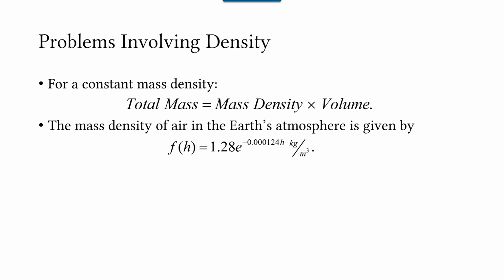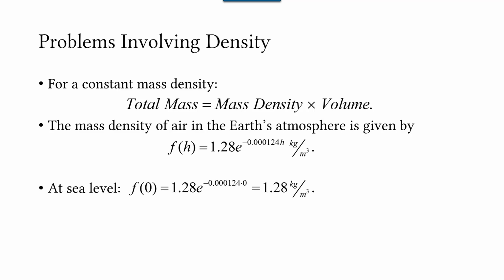One particular mass density that we'll use a lot in our problems is the mass density of air in the Earth's atmosphere. So this mass density is well modeled by the function given here. If we know the height above sea level, h, in meters, then the mass density of air, h meters above sea level, is given by this exponential function, 1.28 times e to the negative 0.000124h. And the units, because it's a mass density, are kilograms per cubic meter.